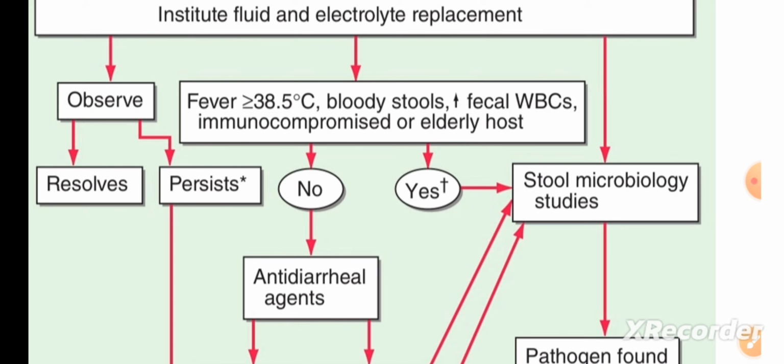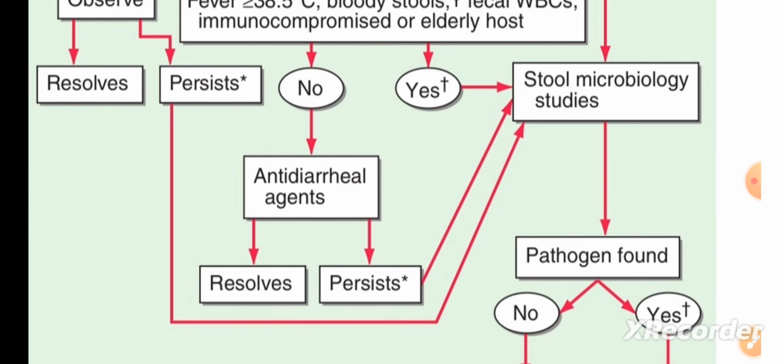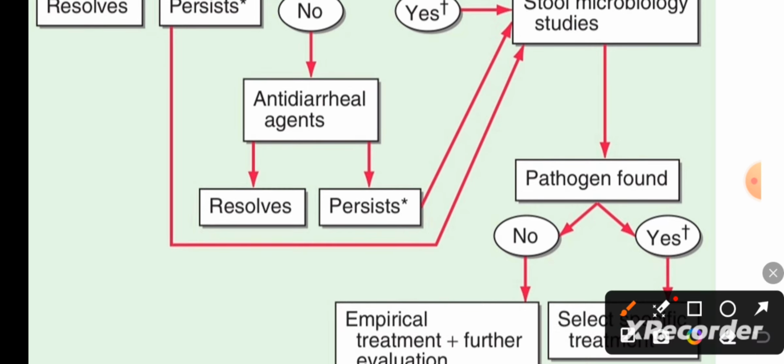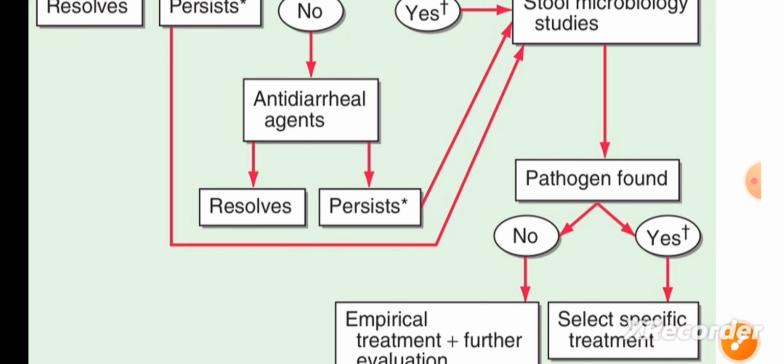And if the patient has fever, bloody stools, increased fecal WBCs, is immunocompromised or an elderly host, then also we'll go for stool microscopic studies. In these studies we'll go for Gram staining and sometimes culturing of the organisms. If the diarrhea-causing pathogen is found, then we'll treat with specific antibiotic treatment targeted to the pathogen.